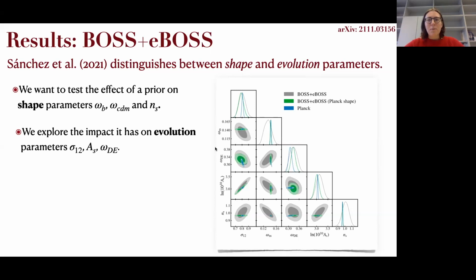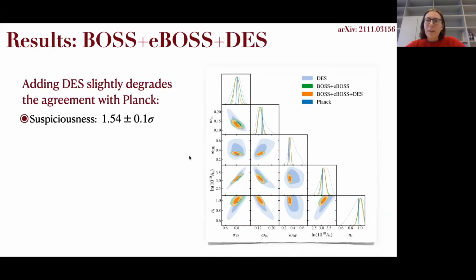Now let's look at what happens when we add recleansing. So here we are adding 3x2-point measurements coming from DES year 1 data, and the constraints of that on its own are shown in light blue. BOSS and eBOSS again shown in green, the combination of all the redshift probes shown in orange, and Planck in dark blue.